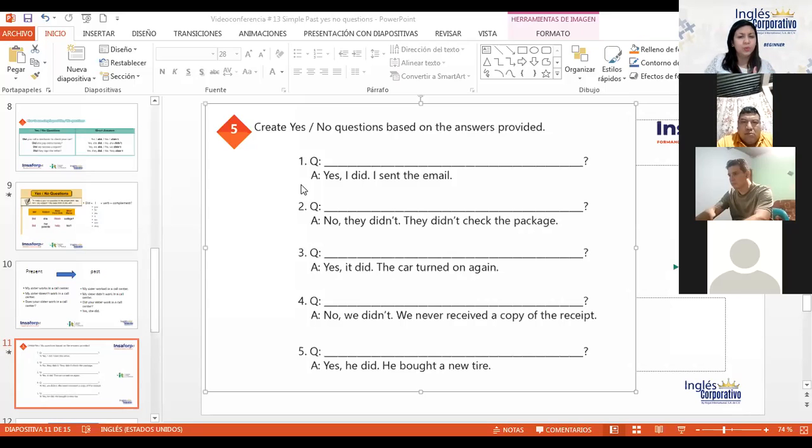Okay, we never received a copy of the receipt. Sería, did we receive a copy of the receipt? Or did we receive a receipt? No, we didn't. We never received a copy of the receipt. Me encanta que han agarrado la estructura súper rápido. Excelente. Did he buy a new tire? Yes, he did. He bought a new tire.